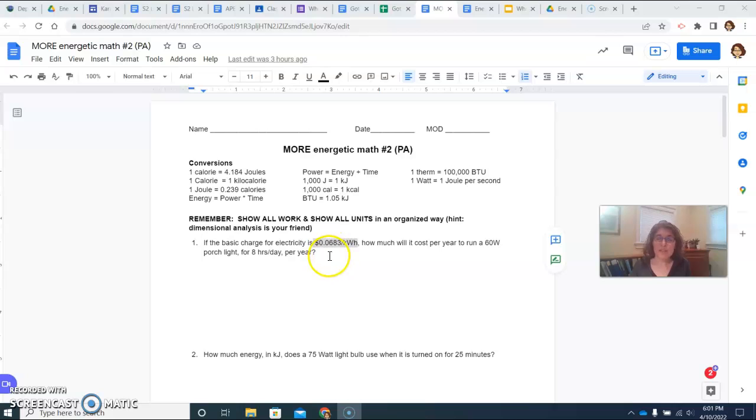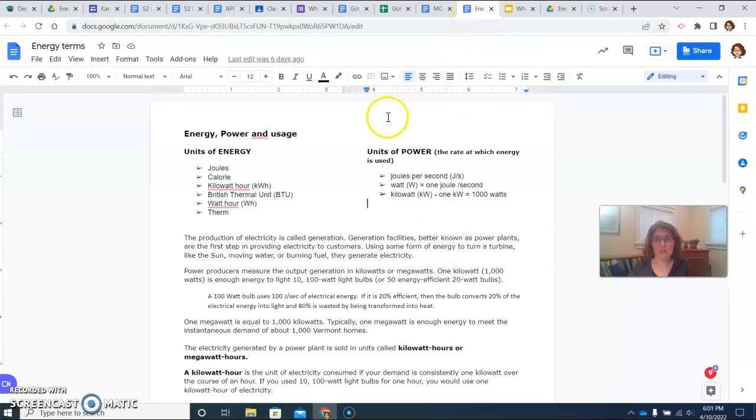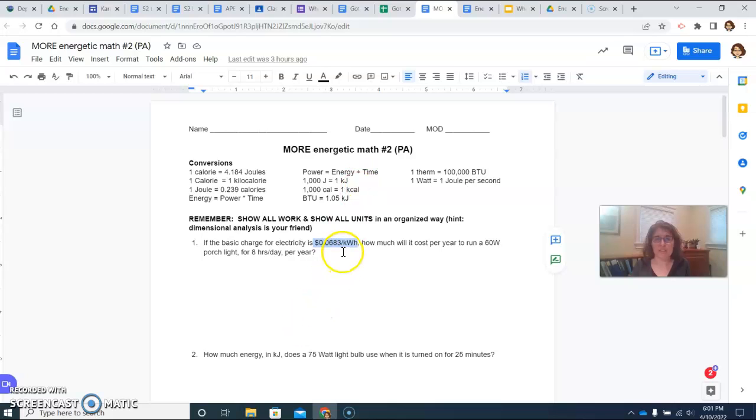This other value, the 6.83 cents per kilowatt hour, the top part is familiar to you. That's a representation of money. But the bottom part of that fraction, kilowatt hours, is actually a representation of energy. You may recall from class that when we're thinking about electrical energy or use, we're talking about how long we're asking that power to be used. So we have watt hours. In this particular problem, it's kilowatt hours. So we also want to pay attention to the prefix there. Remember that kilo means 1,000. All right, so how do we approach this problem?